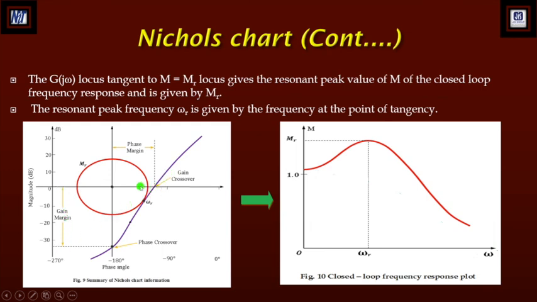And this polar plot crosses the 0 dB line. So these two, minus 180 degree angle, so this is the phase margin. And this point is called the gain crossover frequency. Similarly, this point is called the phase crossover frequency.